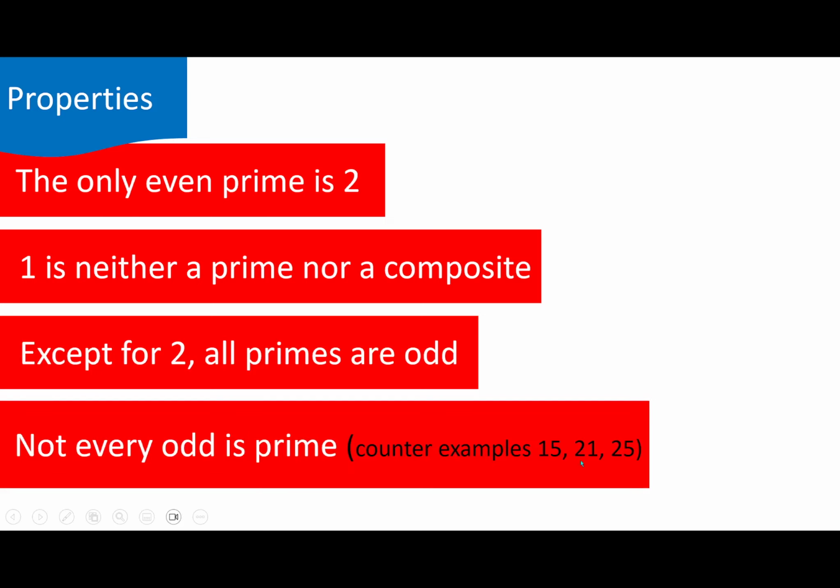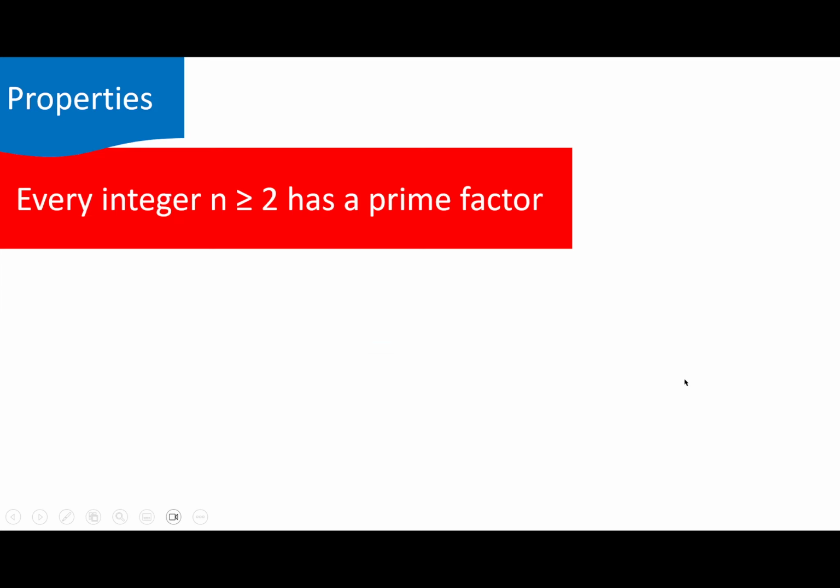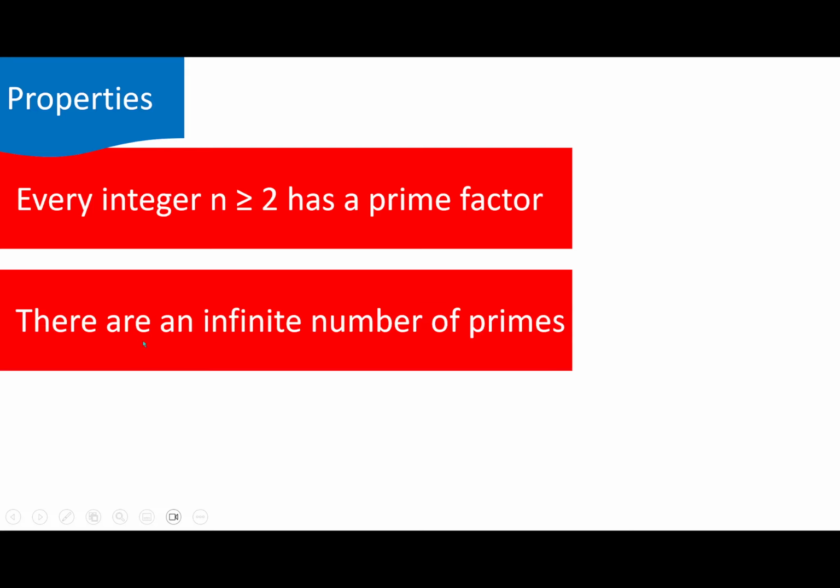Here are counterexamples. 15 is an odd number, but it's not a prime because it can be divided by 5 and by 3. Same thing for 21 and 25. Other properties: every integer n greater than or equal to 2 has a prime factor. There are an infinite number of primes.